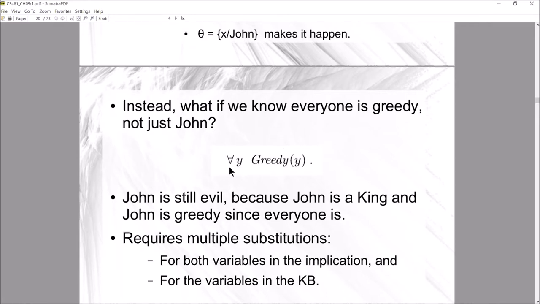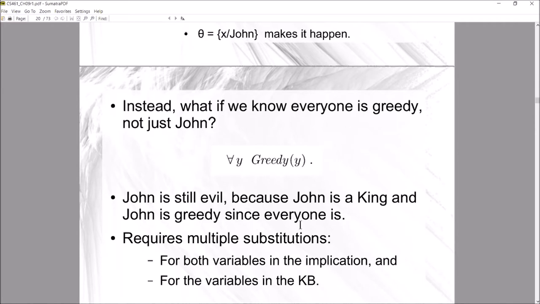If we know that everyone is greedy because of that sentence and not just John, then John is still going to be evil. Right? We more generalized our sentence here, we use universal quantification to say that everyone's greedy, not just John, right? But we can still use this. We can still infer that John is evil because John's a king. That sentence is still in the knowledge base. That never changed, right? And we also know that John is greedy because everyone is.